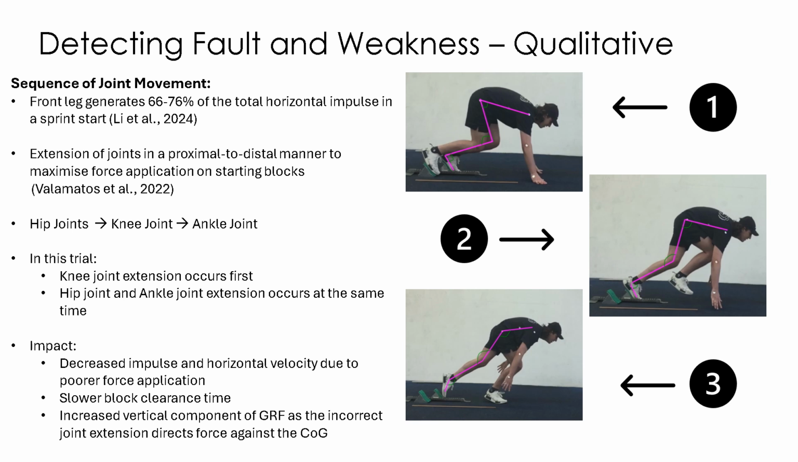This reduces the impulse created due to poor force application on the starting block, and this decreases block clearance time as well. There is also a stronger vertical force component in the ground reaction force, which must act against the runner's center of gravity, thus reducing horizontal velocity.